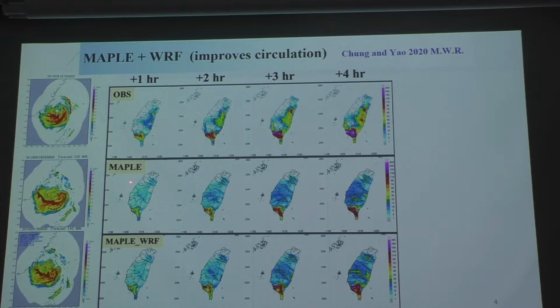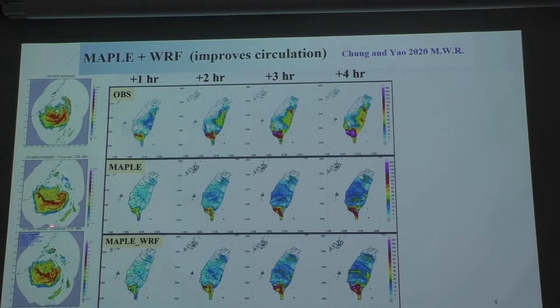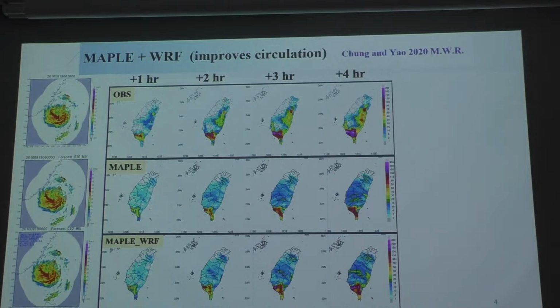Okay, in general, the MAPLE system, when you apply it in Taiwan, is able to do nowcasting up to 2 hours. However, as the animation here shows, the upper one is observation and the middle one is where you just do the extrapolations. Because there are a lot of areas where you don't have radar information, which means that when there's no precipitation, you cannot estimate how the motion field goes.